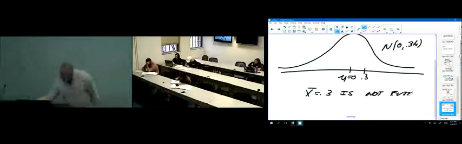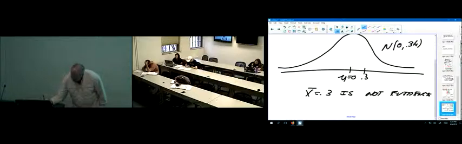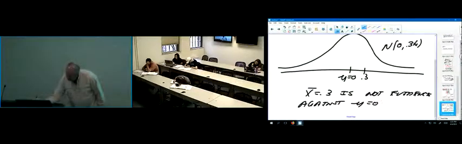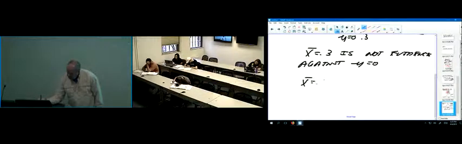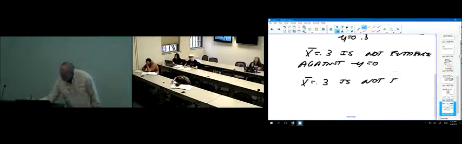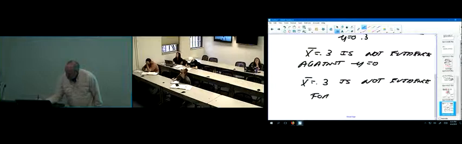x bar equals 0.3 is not evidence against mu being 0. X bar equals 0.3 is not evidence for mu being greater than 0.